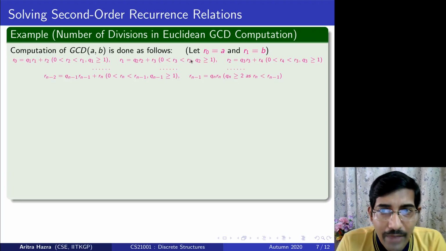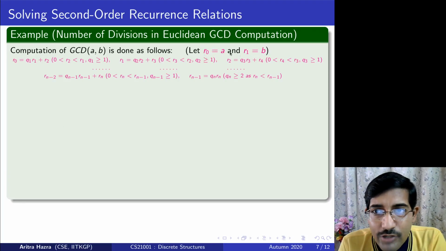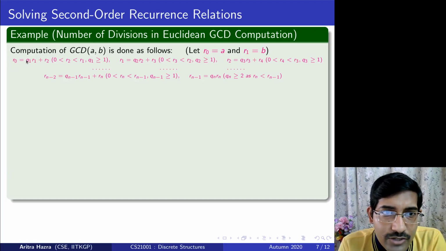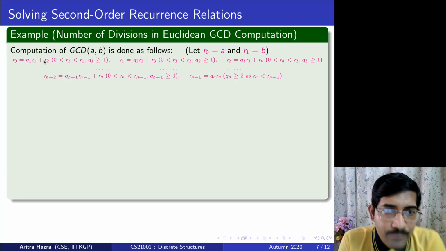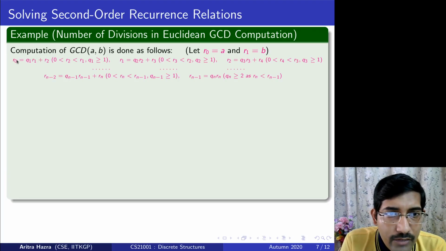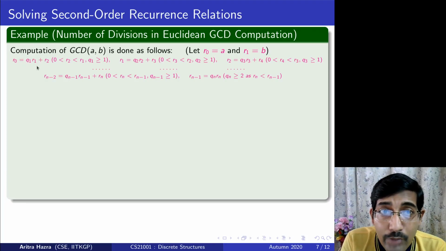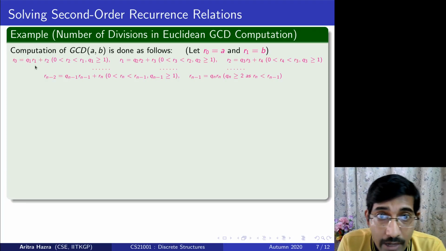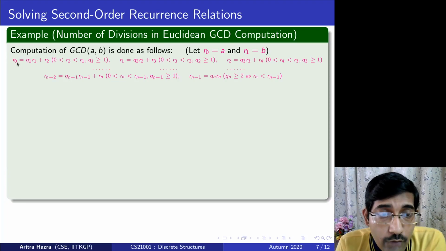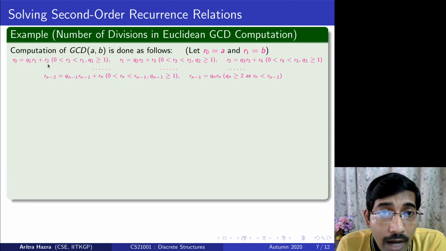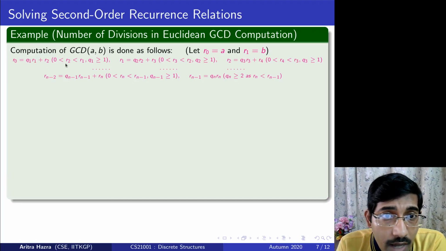Mathematically, we start with R0 equal to A, R1 equal to B. So A equals Q into B plus R2. This is your first remainder when you divide. I want to compute till the end how many divisions are possible, and I want to bound that number. So your formula will be R0 equals Q1 R1 plus R2. This is your first division, where obviously R2 must be less than R1, and it's a remainder.